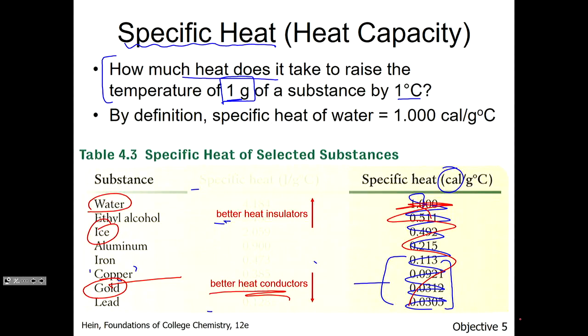Or we would say something like, lead has a specific heat of 0.03. Ethyl alcohol has a specific heat of 0.5. Which one's going to be the better insulator? This guy. What's the definition again? It's a measurement of... So the actual definition of specific heat is how much heat does it take to raise 1 gram of a substance by 1 degree centigrade. So that's what the heat calorie is.